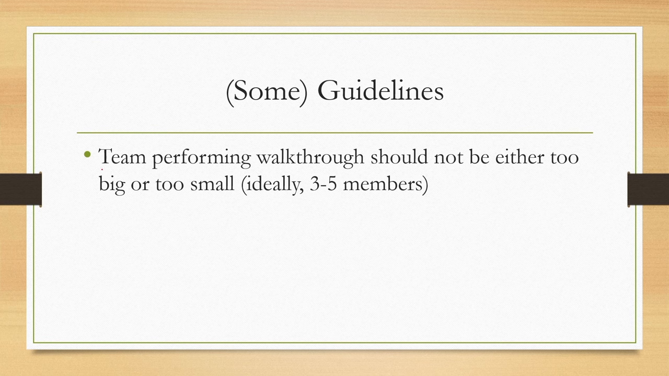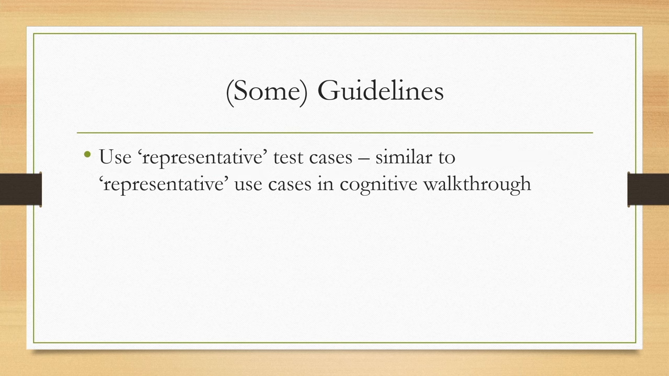First of all, the evaluation team that is performing the walkthrough should not be either too big or too small. This is similar to the cognitive walkthrough scenario we discussed earlier. So ideally 3 to 5 members should be there in the team. While choosing test cases, it is desirable that representative test cases are chosen. This is similar to the concept of representative use cases in the case of cognitive walkthrough.